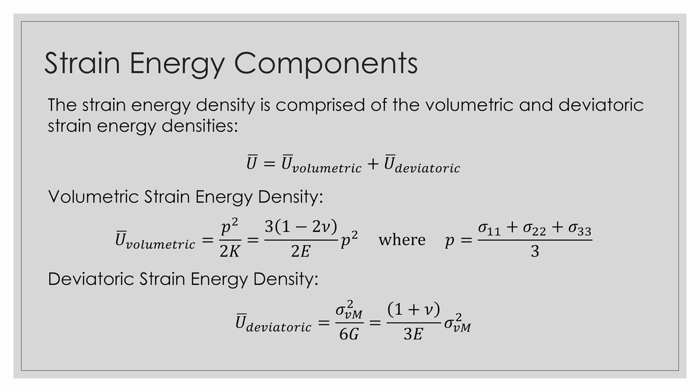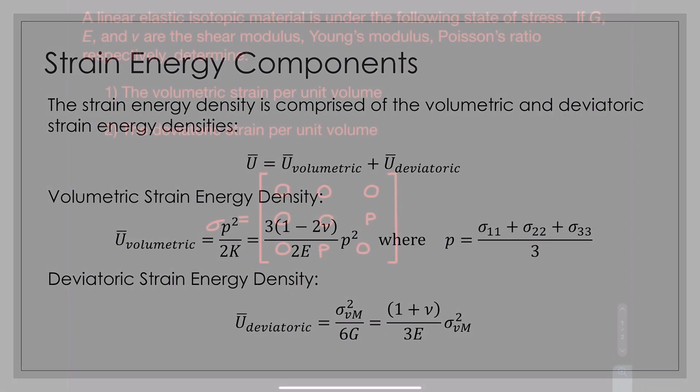So as we're going to see, we're going to go through the examples in the quiz here. Questions 1 and 2 will talk about this volumetric and deviatoric strain energy, while question 3 will talk about the total strain energy, while 4 is just kind of an ugly looking question that deals with strain energy in general. So let's jump into the quiz.